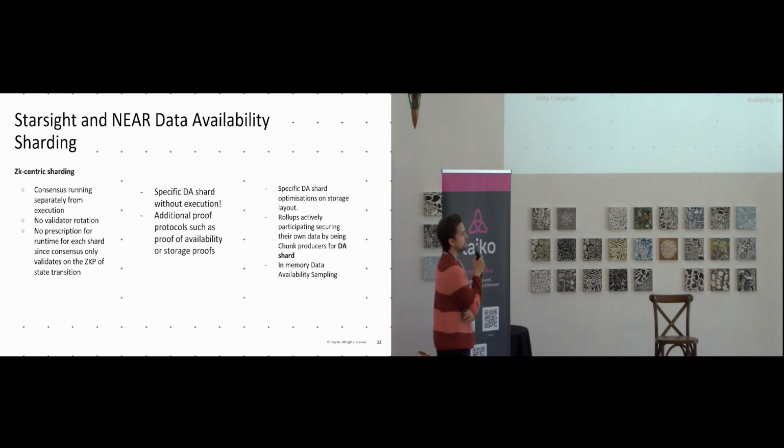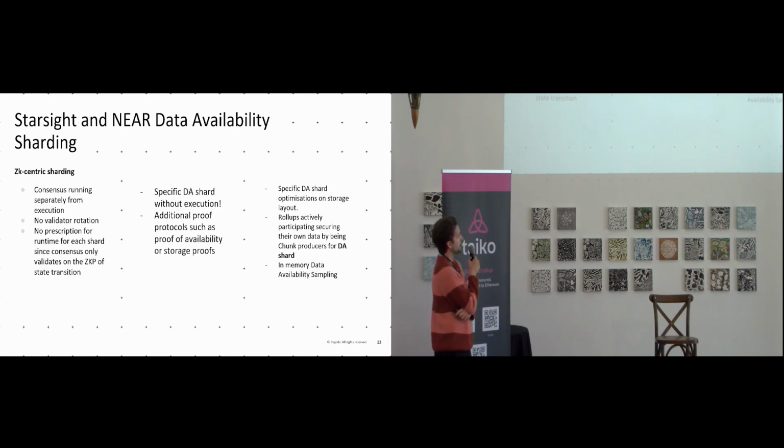But TLDR for the DA is that at the end of the day, consensus can run separately from execution in Starsight. And you don't have to rotate the validators. So there's no prescription for runtime for each shard, and since consensus only validates the ZKP of state transitions, you don't need the execution. So we can have specific DA shards without any execution, which will bring the cost even further down. We can have additional proofs of protocols, such as proof of availability or storage proofs, which we cannot do right now. We can do specific DA shard optimizations on storage layout. Right now we're doing Merkle Patricia trees, but we can go to Merkle trees and even mountain range trees, which will also get the cost down on the storage.